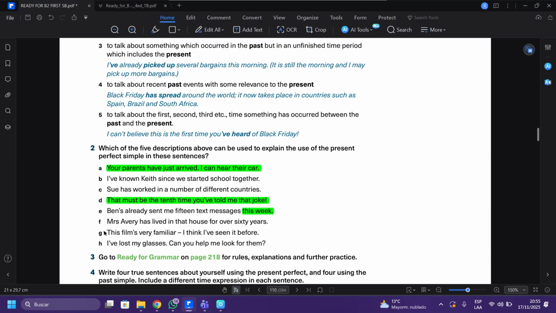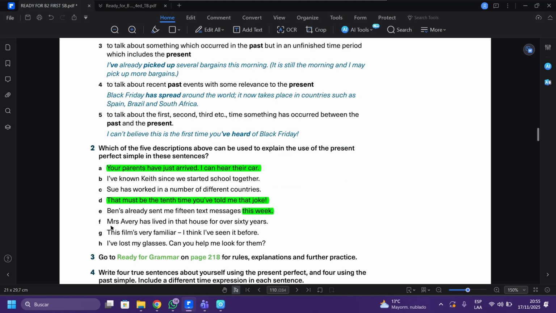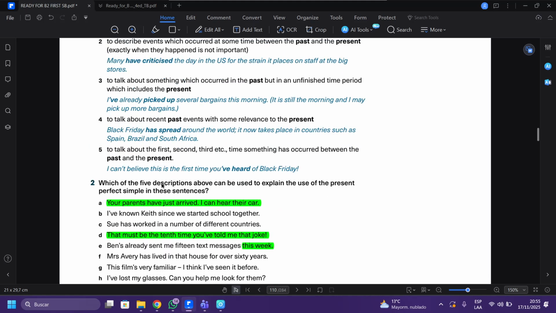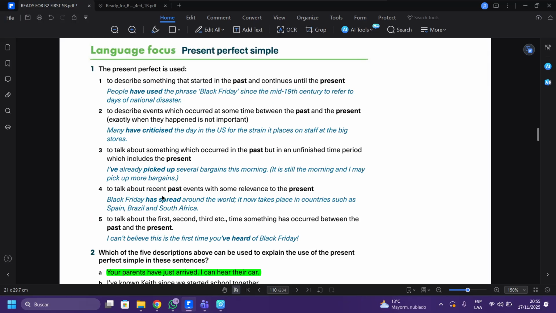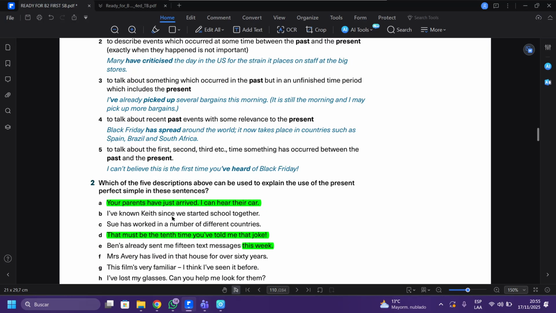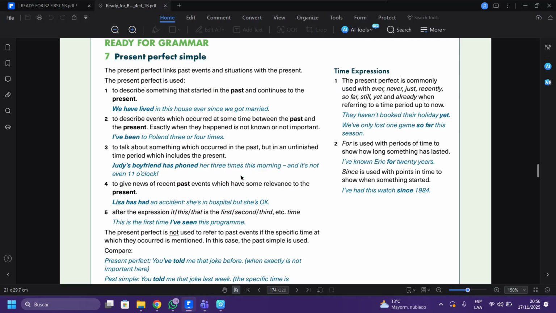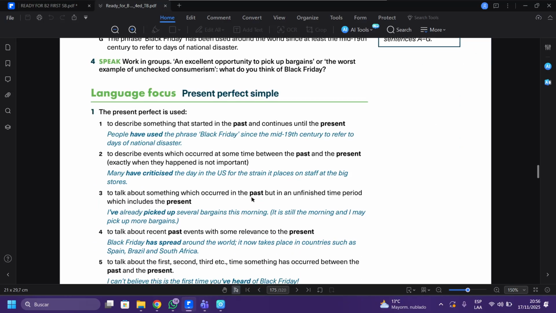I've lost my glasses. I have lost my glasses. Can you help me look for them? What do you think is here? Number 1, 2, 3, 4, or 5? No, number 5 is not. The number 4? Number 4, right? Talk about recent past events with some relevance to the present. Perfect. Yes, great. So let's take a look at the answers.